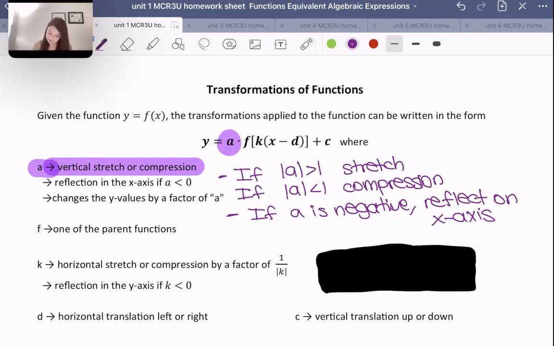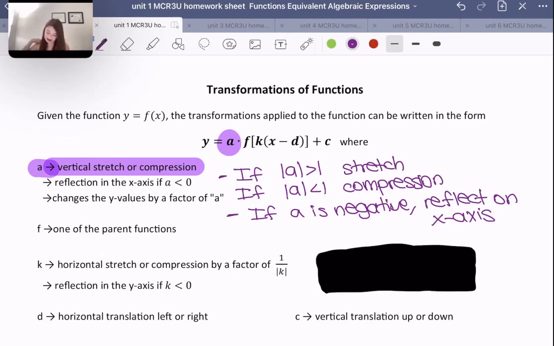Okay, now f, we know f is just one of the parent functions. So in these examples, either y equals x squared, y equals the positive square root of x, y equals 1 over x, or y equals, what's the last one? Oh, absolute value of x is the last one, but it can also represent other things as well. But in this course, for right now, it's probably just going to be one of those 4 parent functions in general.